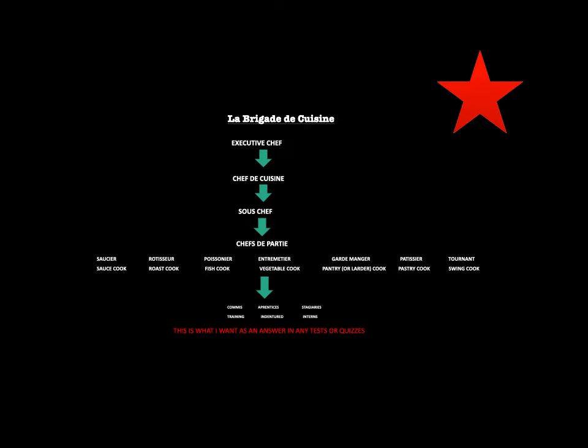Yeah, and this is another slide with one of those famous red stars on it. This is the overall of La Brigade de Cuisine, which is basically the cuisine brigade, the brigade of the kitchen, if you like. This is what I'm looking for in any tests or quizzes. So this is the way that I want it to be formatted. You won't necessarily have to write the whole thing out, but you have to know a little bit of this hierarchy going forward.